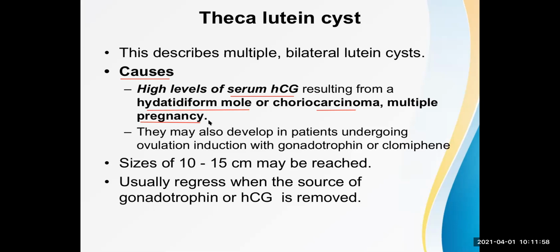This is the way to understand. They may also develop in patients undergoing ovulation induction with gonadotrophin or clomiphene. Now, this is also the same type of explanation. For the induction of ovulation, you can give gonadotropin drugs. Now, gonadotropin means LH, GnRH, that type of drug. But if we give continuous GnRH, rather than inducing ovulation, it will suppress it. We're not talking about that.